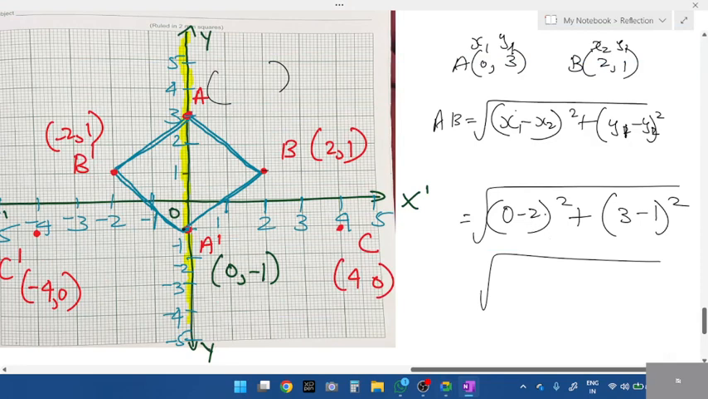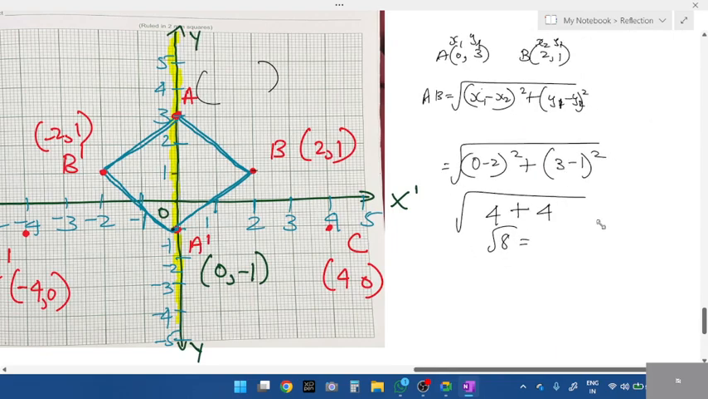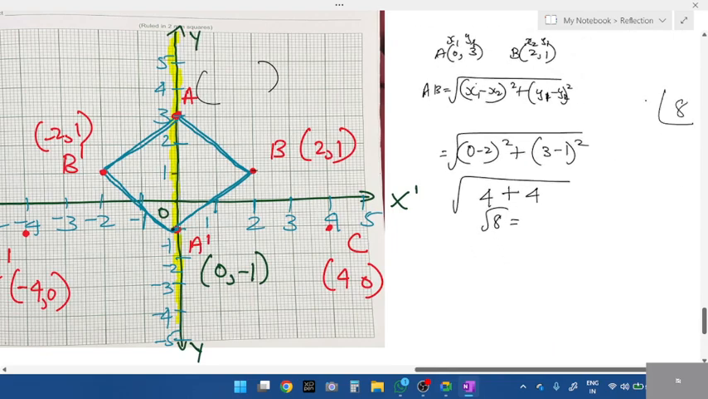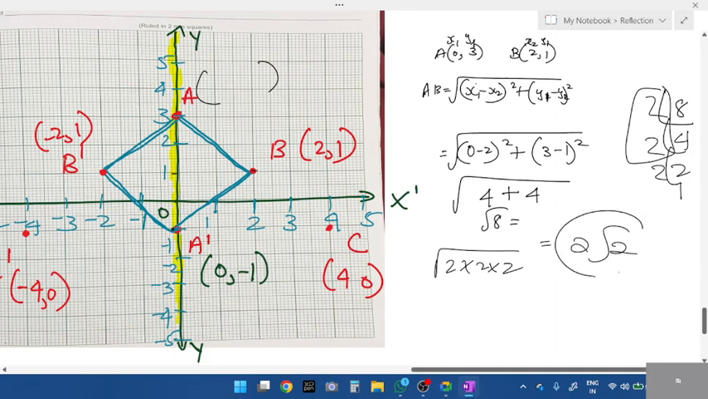What is 0 minus 2 the whole square, students? Minus 2 is 4, plus 8. How do you factorize 8? Mariana, any new concept? What is that highest prime factor? 2 fours are 8, 2 twos are 4, 2 ones are 2. These two as a pair, right? 2 into 2 into 2. Very good. 2 root 2 is the answer.